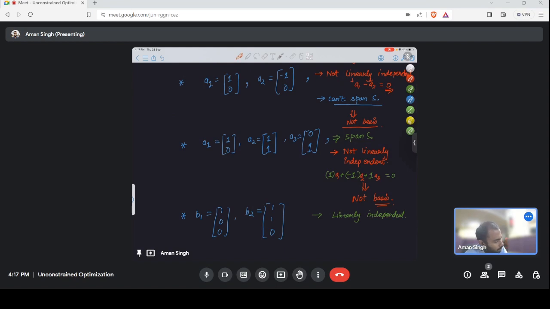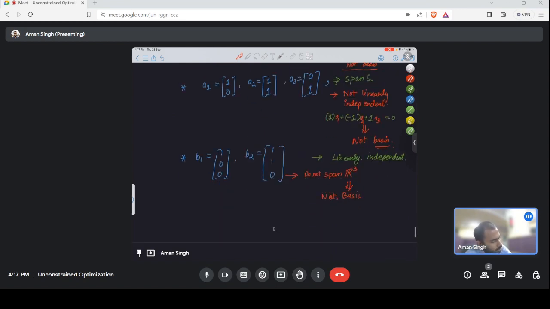They do not span R cube, which means they are not basis. So these are the four examples of how to look at basis.